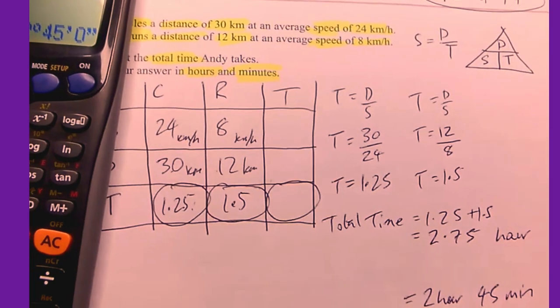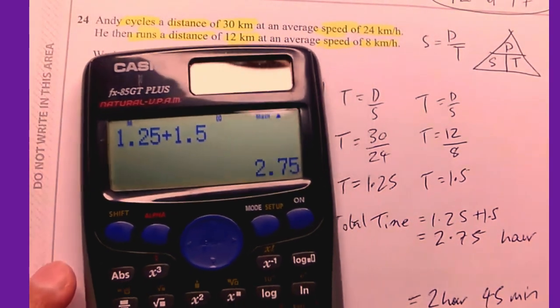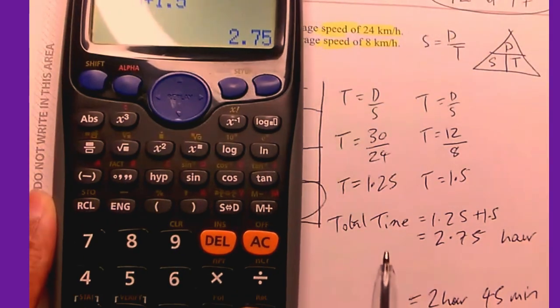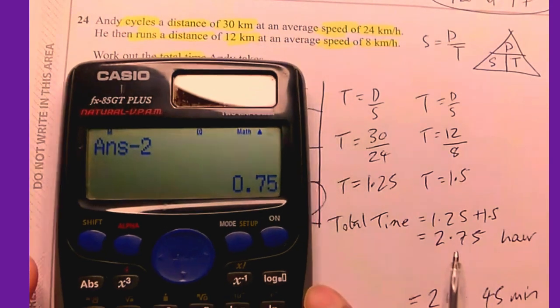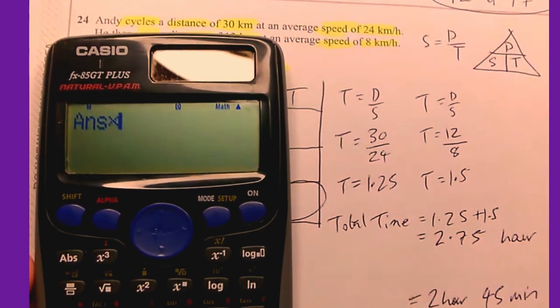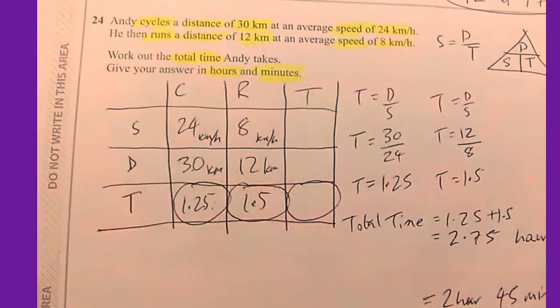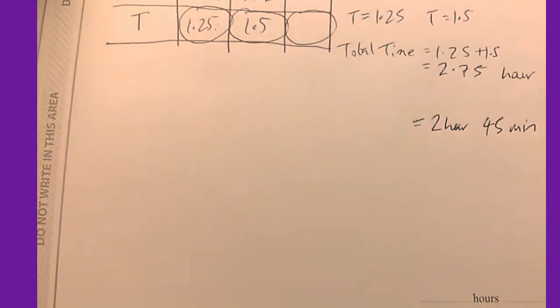And in case you don't have that function, how would you do it if you don't know how to work it out? Take away 2. I want the unit part. Take away 2. That's the decimal part of hours. How many minutes in an hour? 60. So we times it by 60. We get 45. So that's my final answer: 2 hours and 45 minutes.